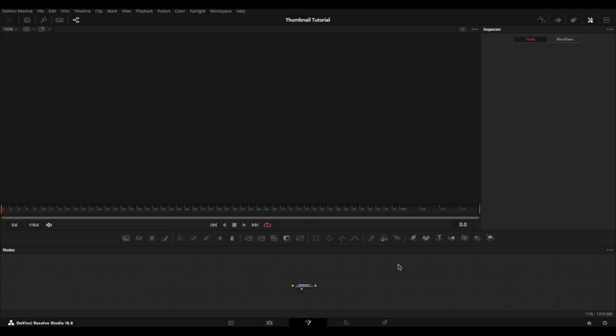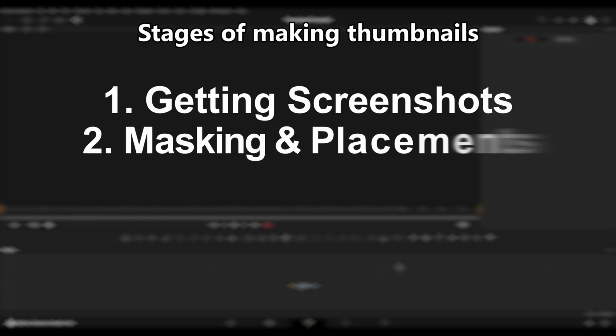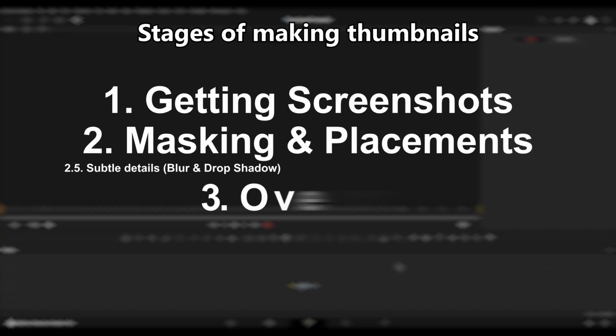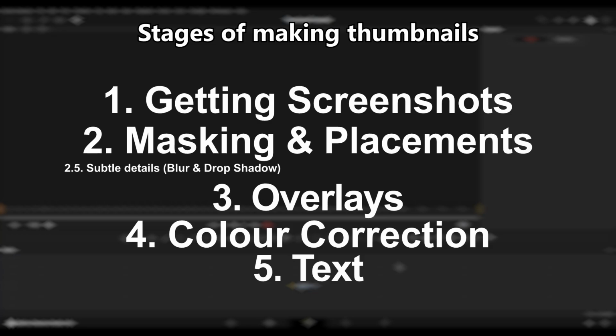So before making a thumbnail, there are 5 stages of doing so. The first stage would be getting screenshots. The second one would be masking and placements, and inside of that masking and placement, there's also an option of adding subtle effects, which is like adding blurs or adding drop shadow. The third one would be adding overlays. Fourth one would be color correction, and the fifth one would be adding tags.